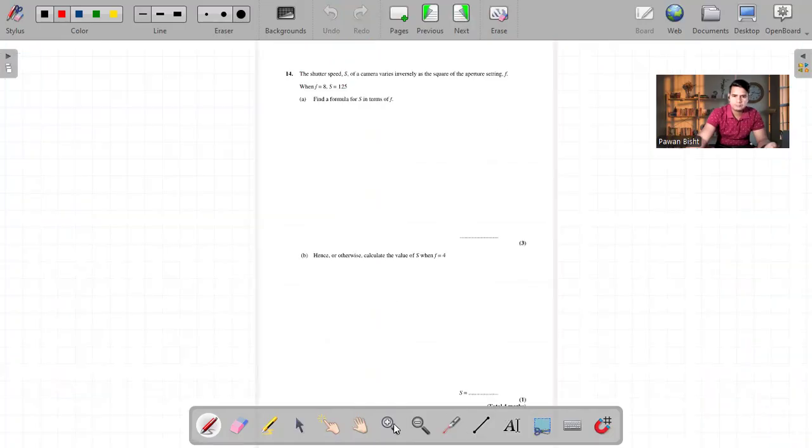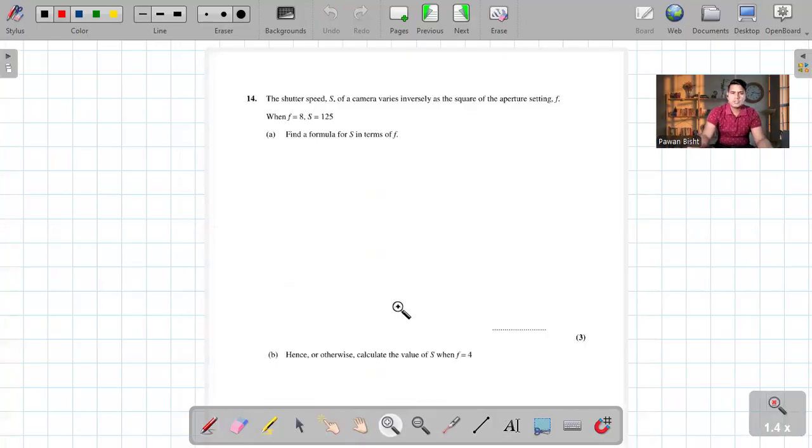14th question. The shutter speed of a camera varies inversely as the square of the aperture setting f. So S is inversely proportional to f square. Many students don't read the question properly and then they make mistakes. So you have to read the question very carefully. Whenever we remove the proportionality sign, you know a constant comes: S is equal to k upon f square.